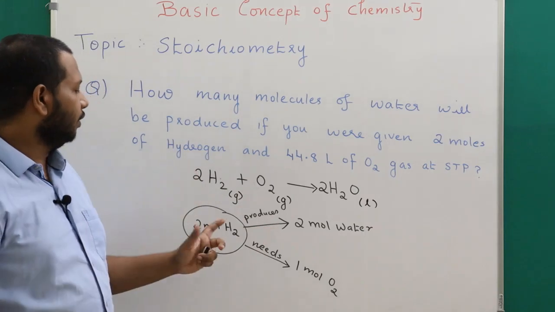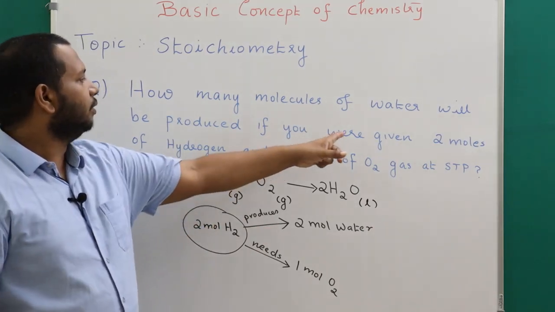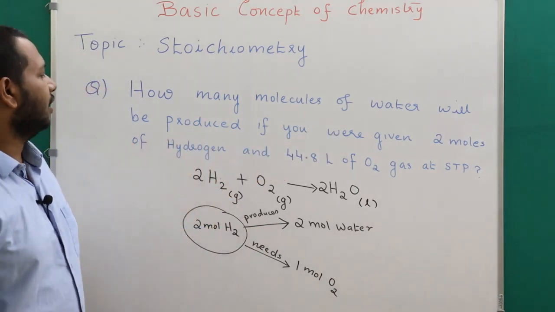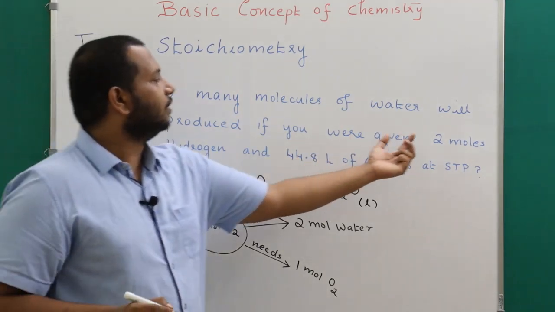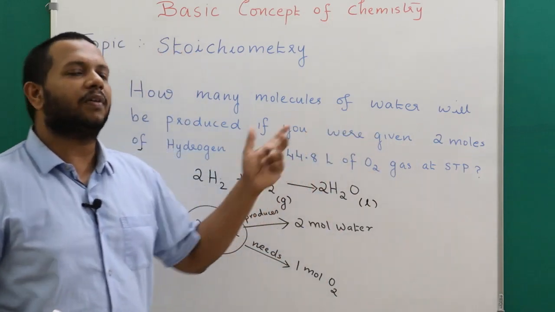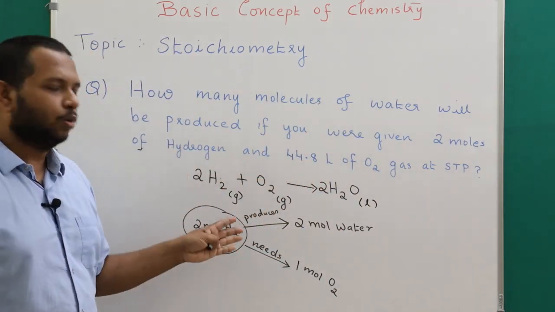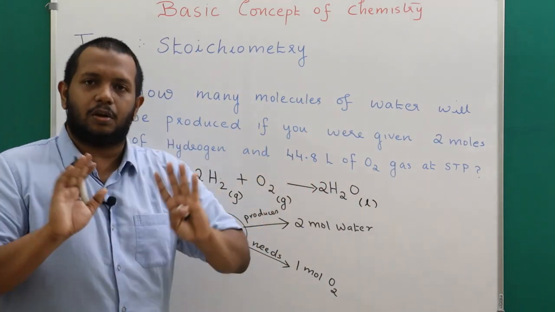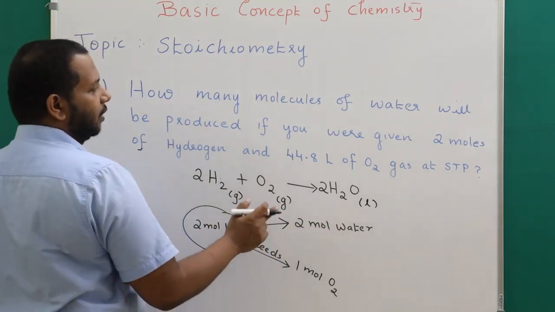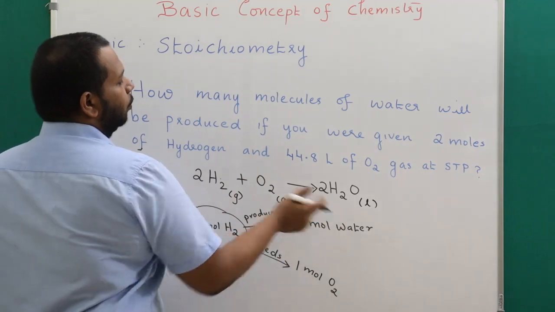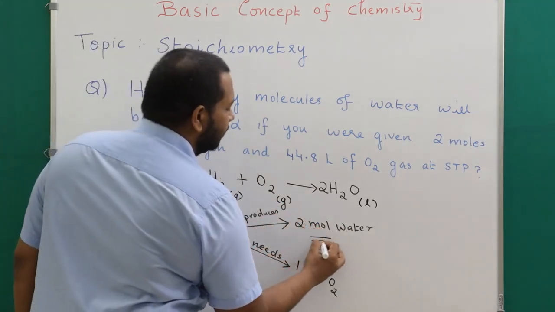Now what is given to you? How many moles of hydrogen are given to you? Luckily here, the stoichiometric value of 2 coincides with the given value. The given value is 2 mole of hydrogen. So do you want to do any extra manipulation here? No. That means 2 mole of hydrogen can produce how many mole of water? 2 moles of water. But have I got the answer?